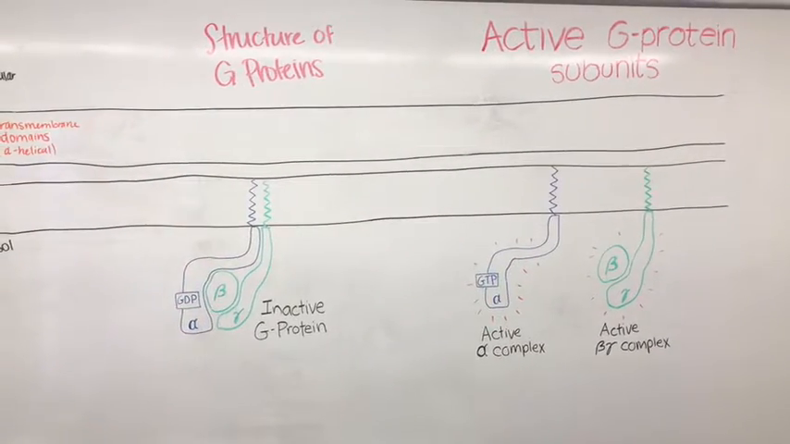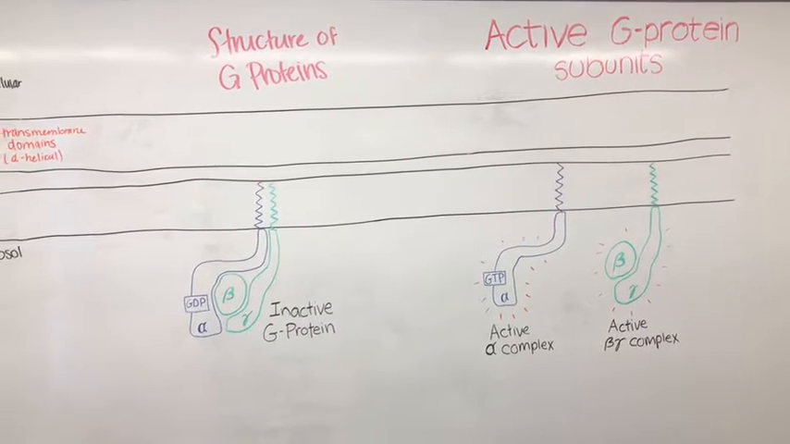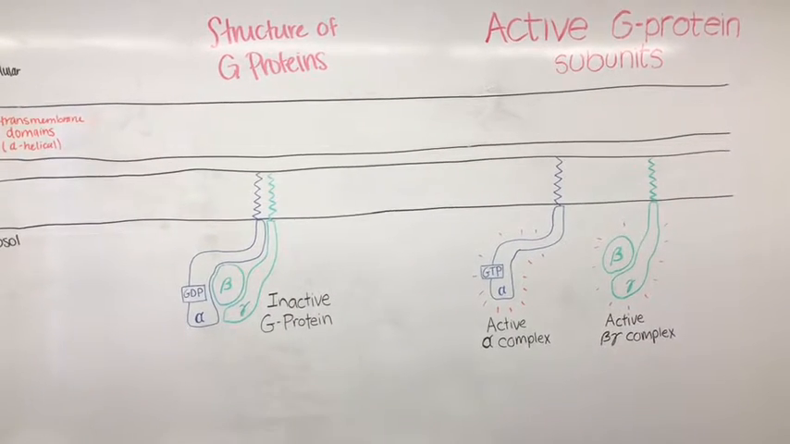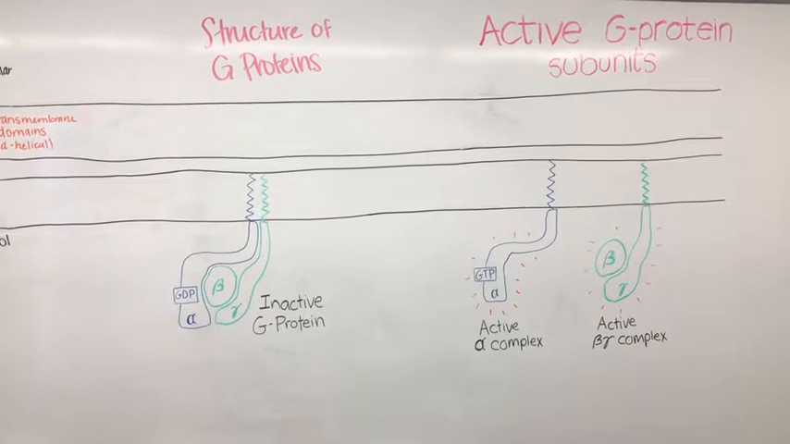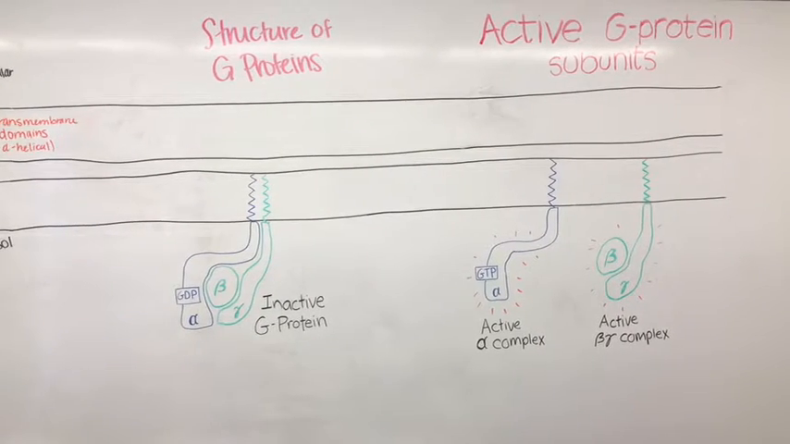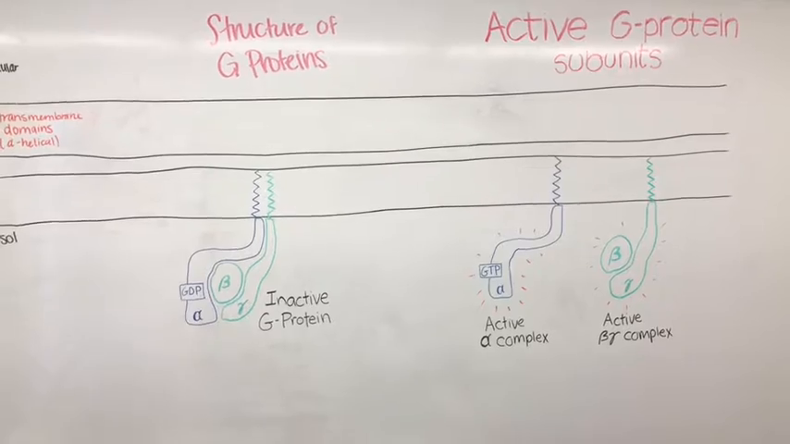After a G protein has been activated by a GPCR and the GDP is replaced by GTP, the alpha complex dissociates from the beta-gamma complex, putting both into their active conformations.